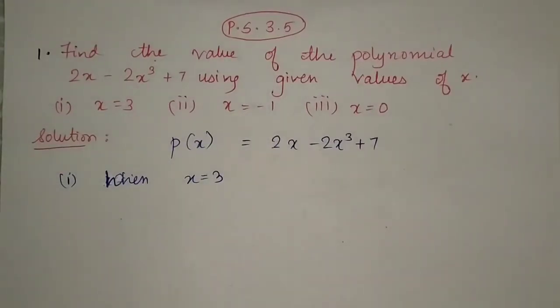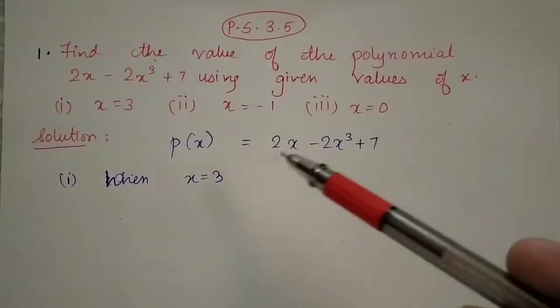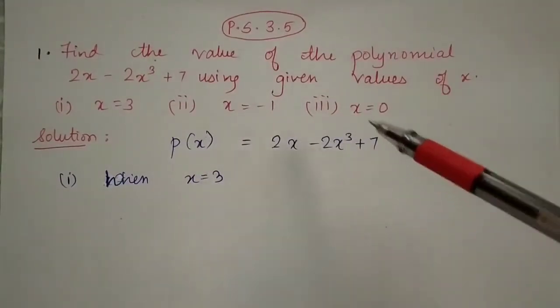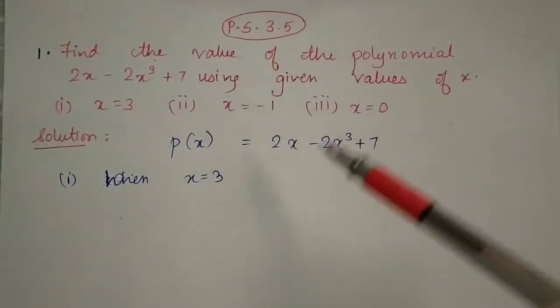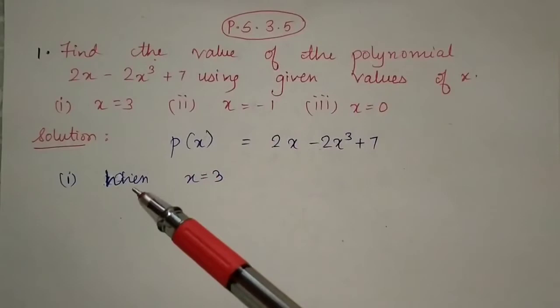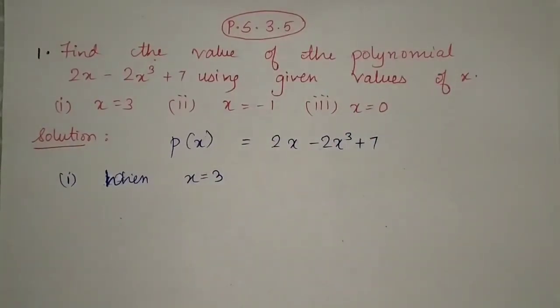Like if I have written p of x, why have I written x? Because there are x variables here. So I have written p of x is equal to 2x minus 2x cubed plus 7. Now first is when x is equal to 3. So I've written when x is equal to 3.